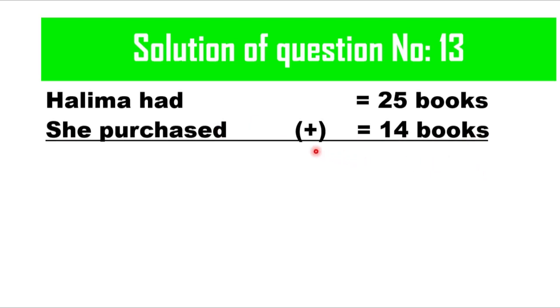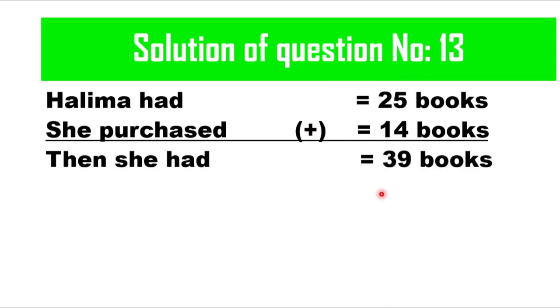And earlier I mentioned that because the total books will increase, that is why you should write a plus sign here, and it is a must. So in the final line, you should write that then she had 39 books.